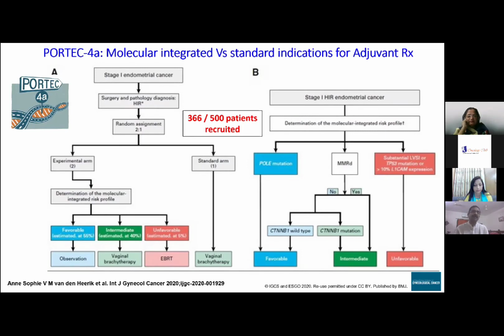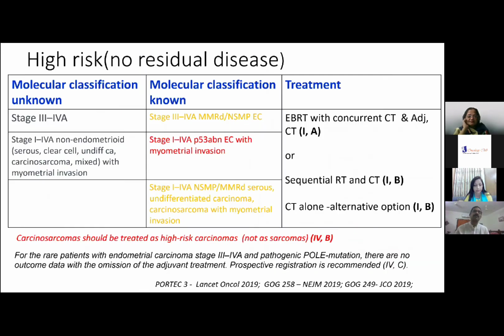And depending on this category, patients are offered observation in favorable group, vaginal brachytherapy in the intermediate group, and for unfavorable molecular classification, external beam radiotherapy is defined in a randomized fashion. And this is compared with standard treatment of vaginal brachytherapy for this high intermediate risk group. So far, roughly 350 plus patients have been recruited out of 500. And in a couple of years, we should have some early outcome results for this study.